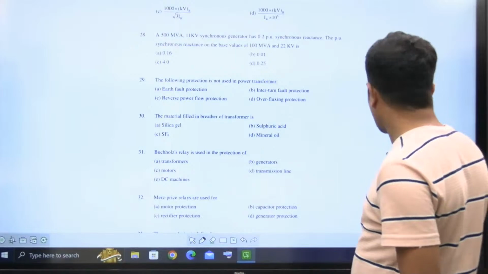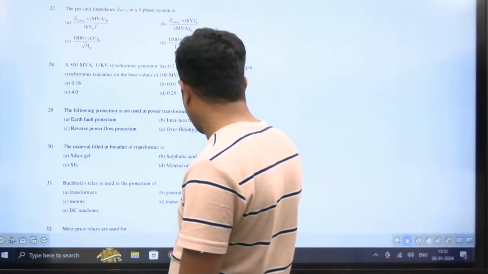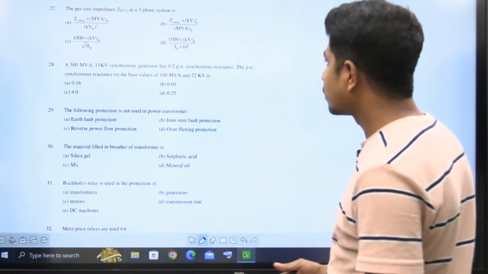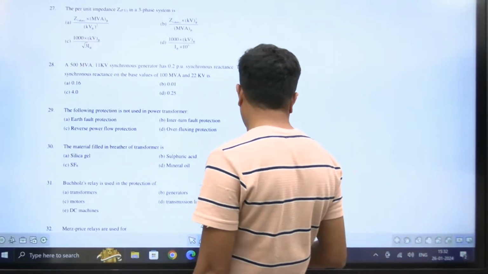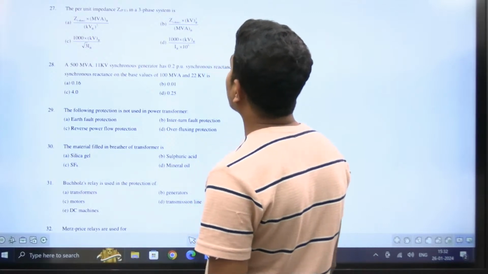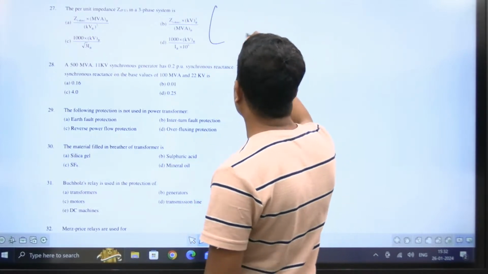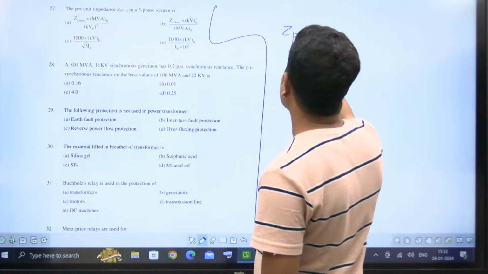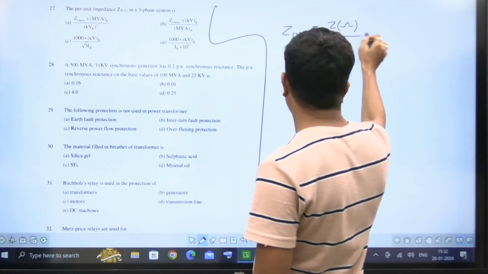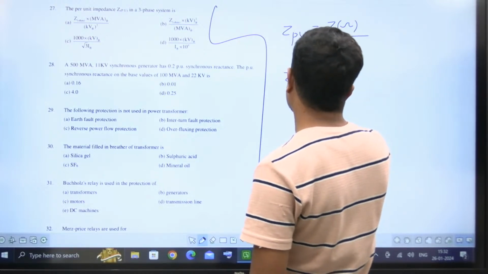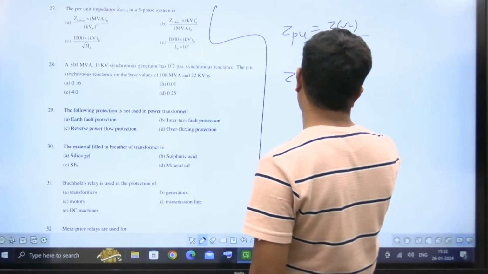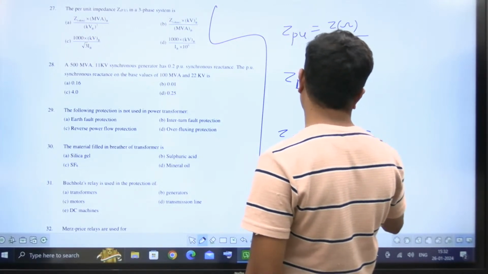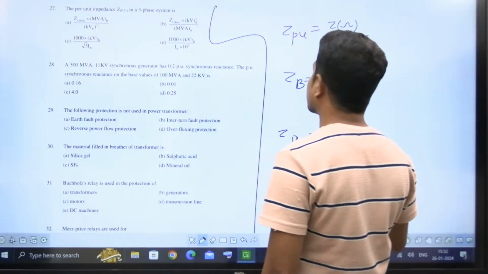Direct question. Most of the questions can easily be solved if you follow the concepts carefully. Following the concepts carefully is very, very important. Next question: the per unit impedance Z per unit of a three-phase system. To convert from ohmic value to per unit value, Z per unit is equal to Z in ohms divided by Z base. Z base is equal to V base squared divided by S base. So Z per unit is equal to Z in ohms into S base divided by V base squared.